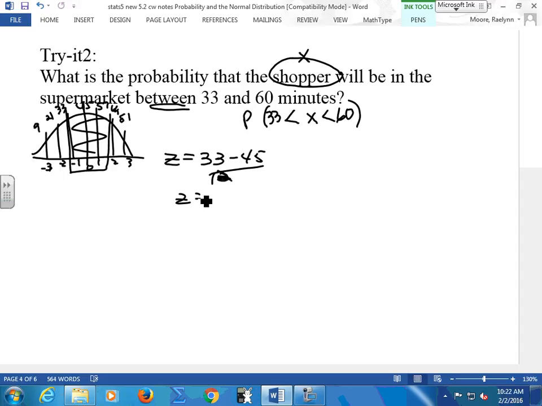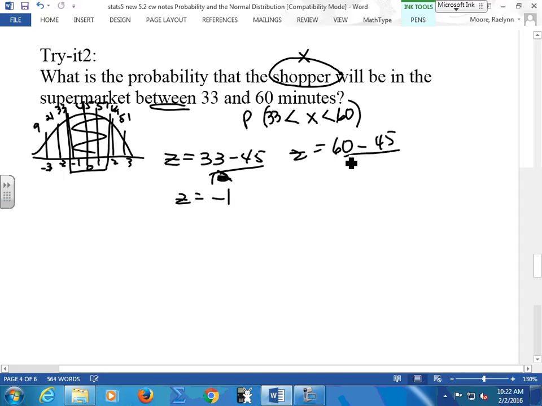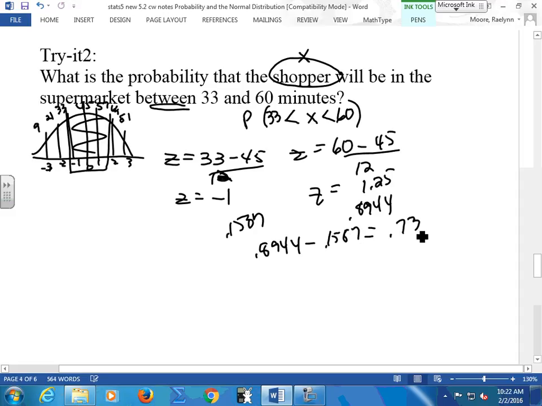-1, thank you. Then I do a z-score for this guy, and this guy should be a positive, and it is the larger minus the smaller. And this one is 1.25. Now, do not subtract your z-scores. Subtract your areas. So find your area. And again, area has to be positive. Subtract the larger minus the smaller. So there's about a 73% chance that the next shopper that walks in my store is going to spend between 33 and 60 minutes.